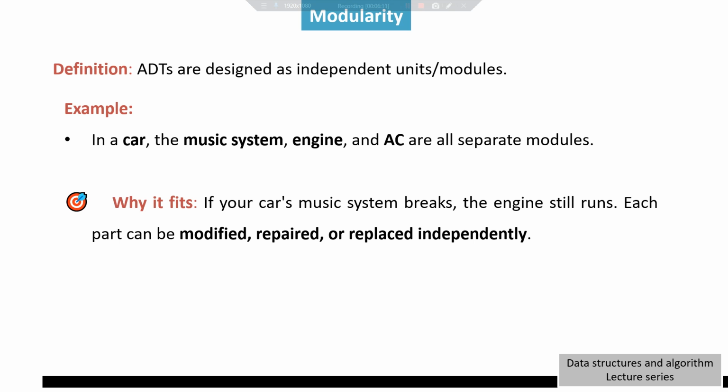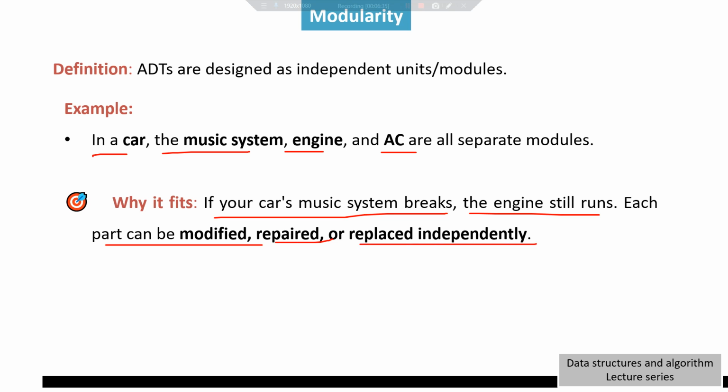Next is modularity. ADTs are designed as independent units or modules. So in a car, the music system, engine and AC are all separate modules which you assemble together in the car. So if the car's music system breaks, the engine still runs. Each part can be modified, repaired or replaced independently. So this can be done in programs also. If you divide the problem into modules, each module will handle some specific functionality, or each module will have some specific purpose. So that is the modularity characteristic of ADT.